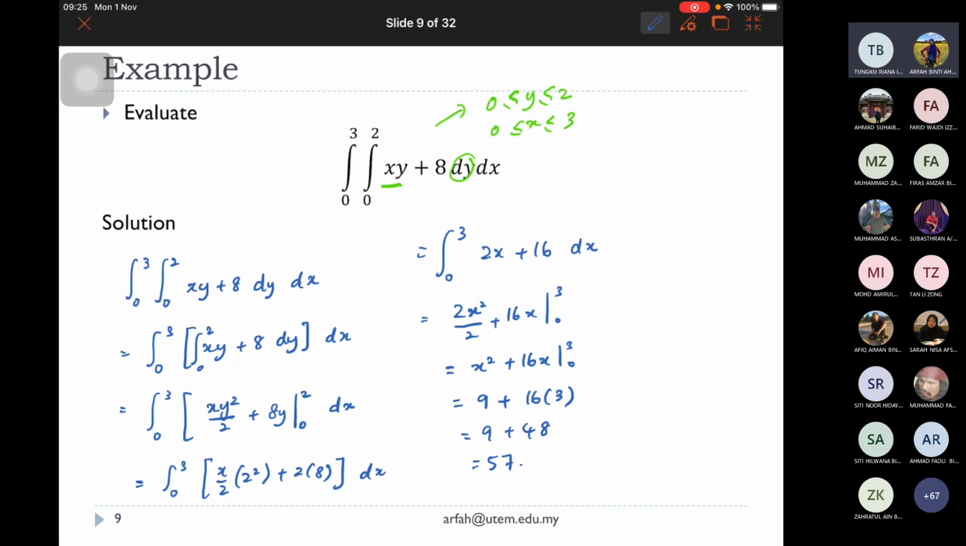So this is integration dy dx. Then cuba buat dx dy. Buat satu persatu if you are a bit confused how to solve that one. Variable yang kita berminat, that is the one that we are going to do the integration, and the rest we will assume as a constant. Cuma integration, kalau differentiation kuasa dia tu ditolak satu, but for integration you are going to add up another one for that particular, what we call it, integration.